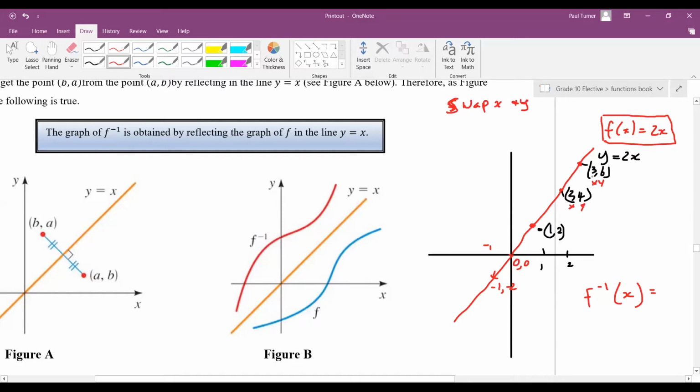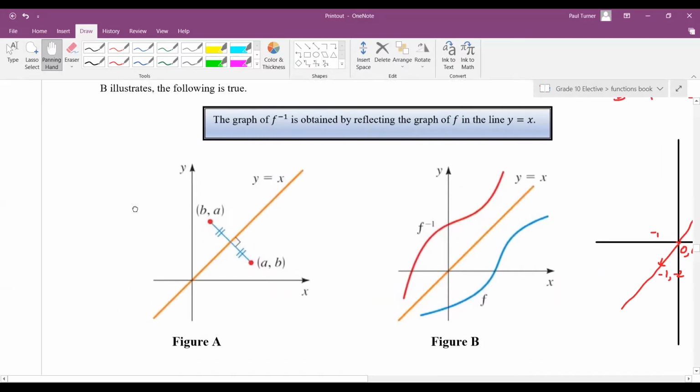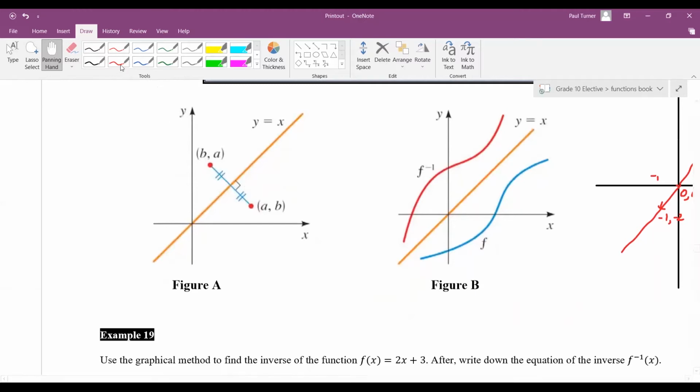So if this point is (3, 6), it becomes (6, 3), and the point on your inverse graph is (6, 3). So 1, 2, 3, 4, 5, 6. 1, 2, 3 here. So this is the point (6, 3). Okay, so this point here would become this point here. I might use this graph over here because it's already drawn properly. I'll redo it again on this one. So what they're saying is that any point (a, b) would become (b, a).